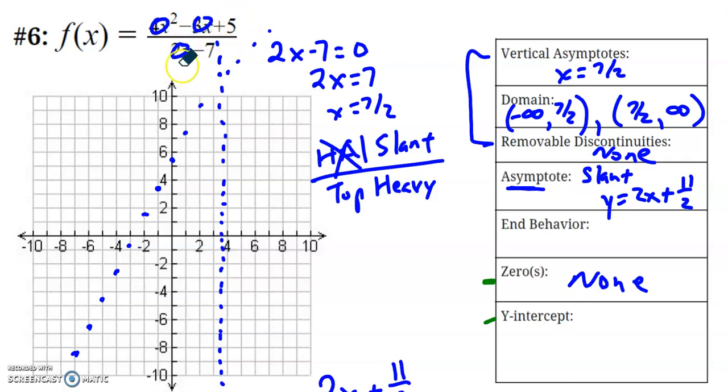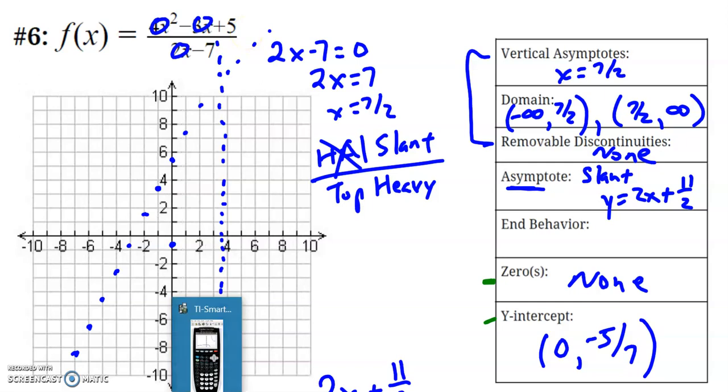Okay. So now our y-intercepts, again, if you recall, this becomes 0, this becomes 0, this becomes 0. So we're only really looking at 5 over negative 7. So that'll be 0 comma negative 5 over 7. And we can graph that. It'll be in between 0 and negative 1. And we'll just verify this with the calculator, especially since I have this little portion up here. Probably going to have a graph there, but we'll double check that.